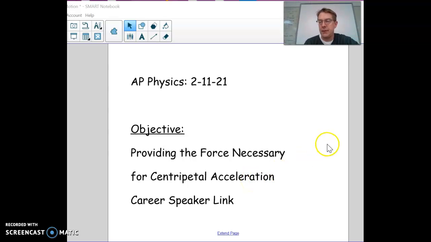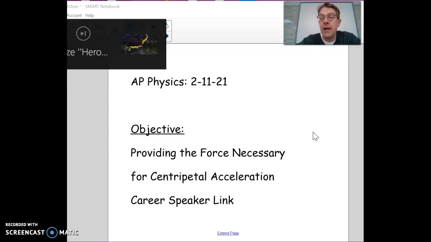Well, good morning. It is February 11th, 2021, and what we looked at yesterday was the fact that we have different types of acceleration. We could have tangential acceleration, or we could have centripetal acceleration, which is due to the object changing direction. And as long as I know the radius and the tangential speed, the tangential velocity, I can determine the centripetal acceleration by the equation v_t squared over r.